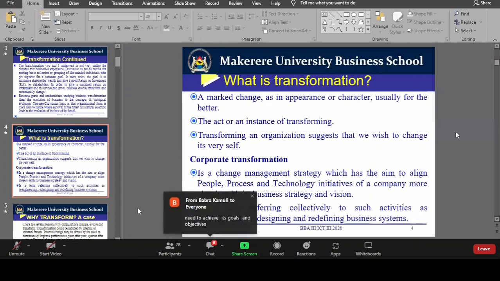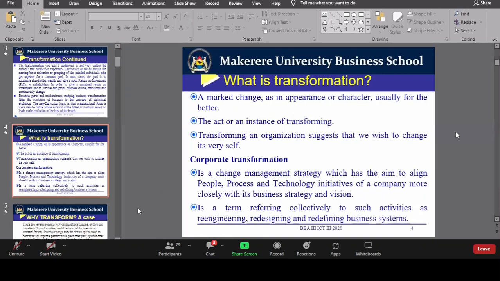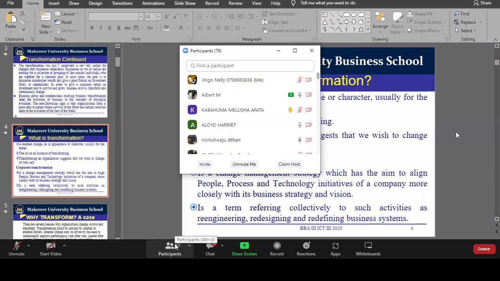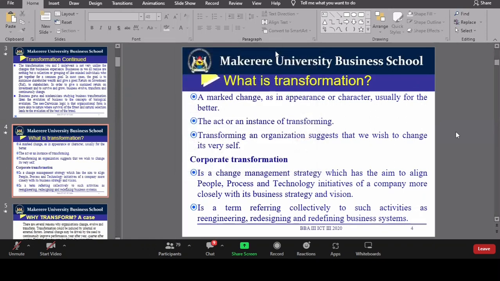To utilize the existing new technology. Thank you. Utilize the existing new technology. Harriet? Changes in the business landscape. Thank you very much. That is good. Desire to be unique in the market. Thank you. Desire for self-renewal. Thank you. That is Nick, I think.